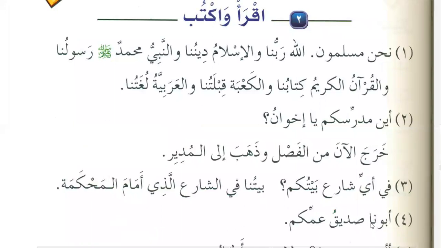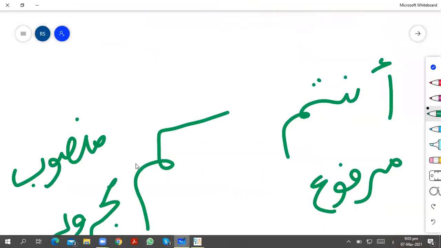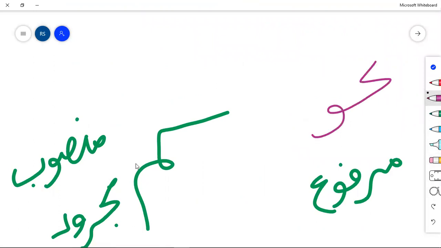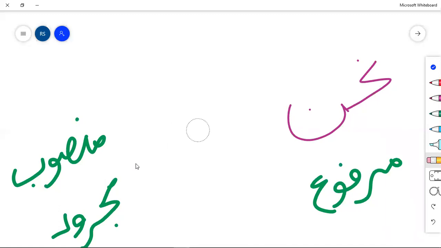Similarly, here we have na. Is it marfu or mansub or majrur? Majrur. What is its mansub and marfu form? Kum. Wrong answer. Nahnu. Is it marfu or mansub? Nahnu is marfu. And what is its mansub and majrur form? Na.